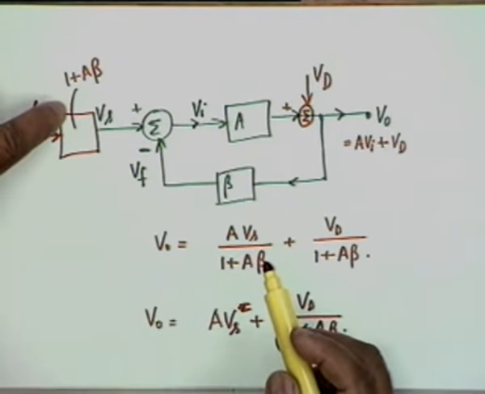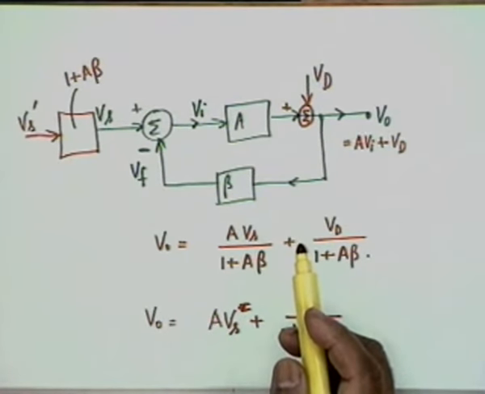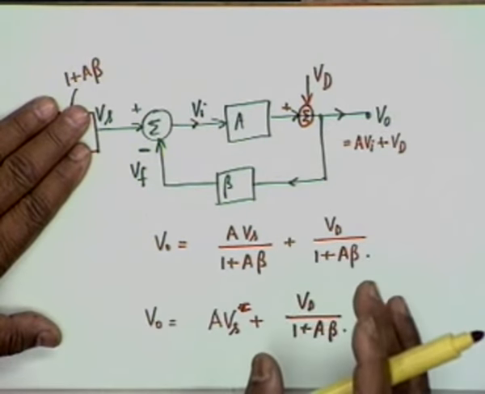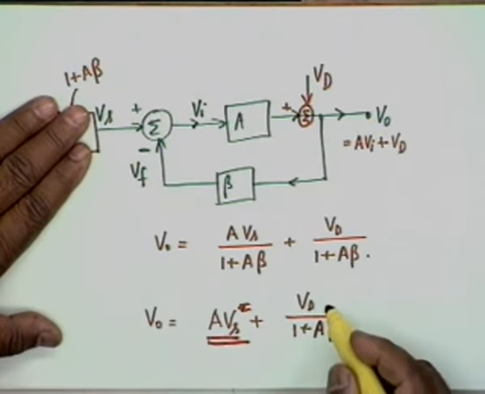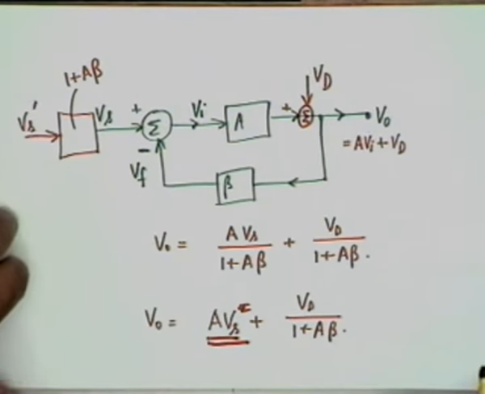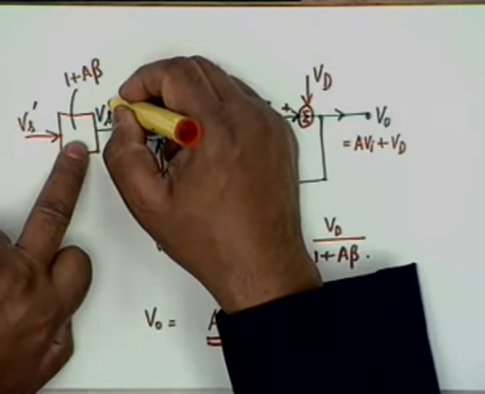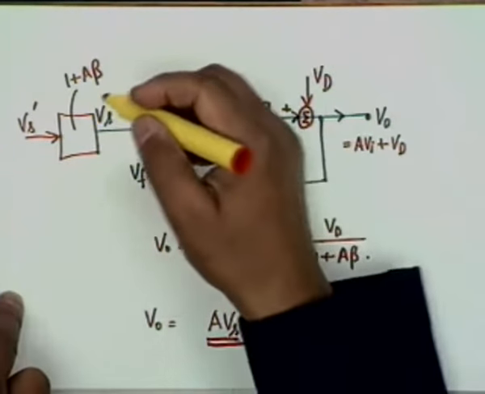And 1 plus A beta at the preamplifier stage shall handle much less excursion of voltage than the basic amplifier, and therefore the nonlinear distortion in 1 plus A beta can be reduced, and I can regain the original amplifier gain A with a distortion which is reduced by the factor of 1 plus A beta. Okay. There is no distortion here, and therefore this voltage Vs is equal to Vs prime multiplied by 1 plus A beta. All right, that is all the change. So the output should be Vs prime.